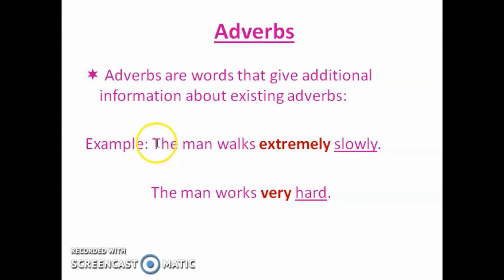Let's look at the sentence, "The man walks extremely slowly." Previously, we learnt about the word slowly, which described how the man walks. Now, the word extremely describes how slowly the man walks. So, the word extremely is another adverb which describes an existing adverb, slowly.